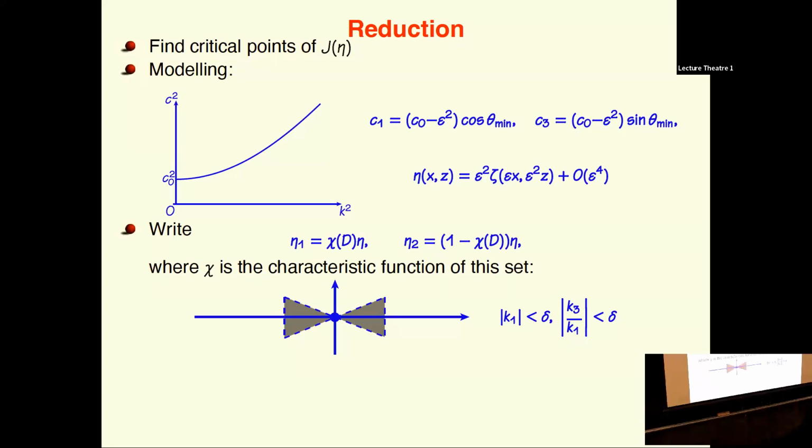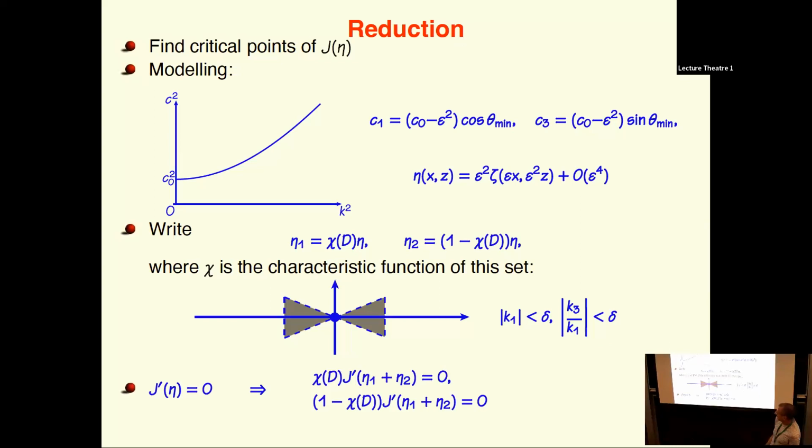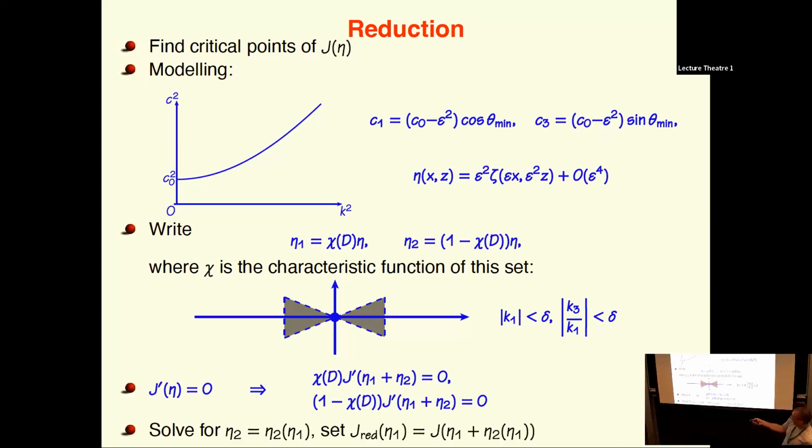All right. So what you do is you say, okay, I take my eta and I split it into two parts. One with support in Fourier space lies in a kind of bow tie region like this. And the rest, you take the Euler-Lagrange equation for your variational principle, split it into two parts correspondingly. This is like Lyapunov-Schmidt. And then you solve for eta2 as a function of eta1 and plug this back into the variational principle to give you a reduced variational principle. So it's very much like Lyapunov-Schmidt.